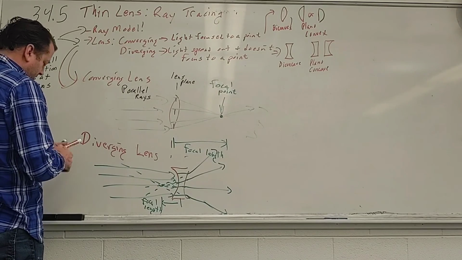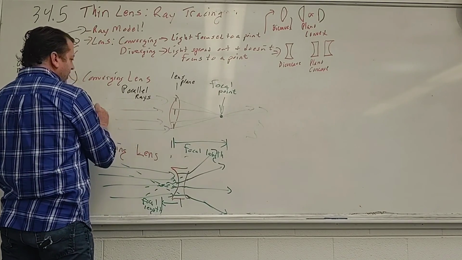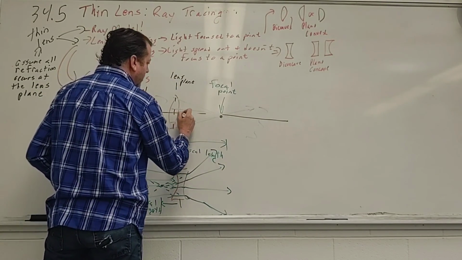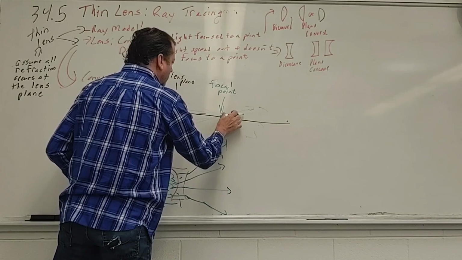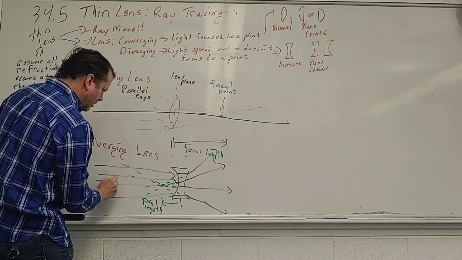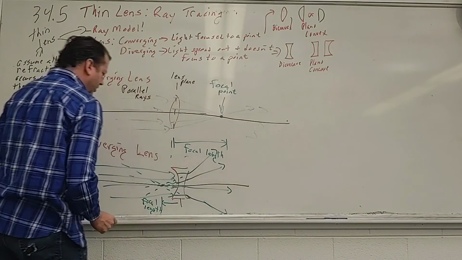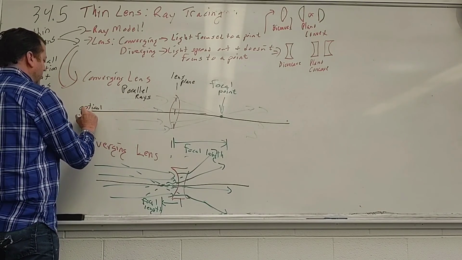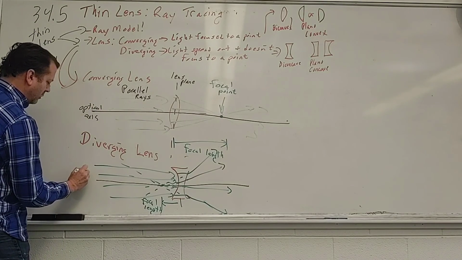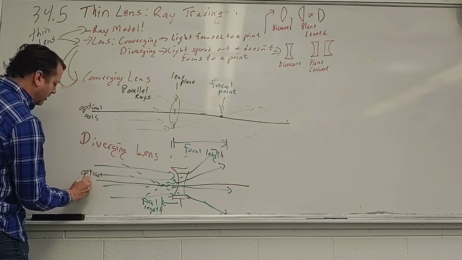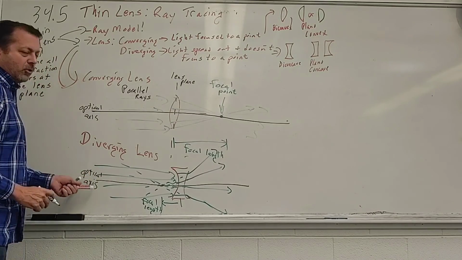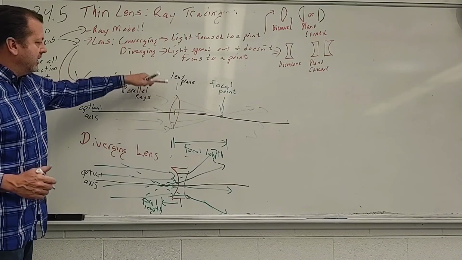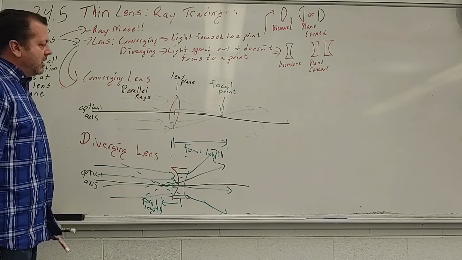And one thing I haven't drawn in yet, normally through the middle of the lens, we'll put a line here. The optical axis moves through the center. It's like a center line for this lens as we run through it.